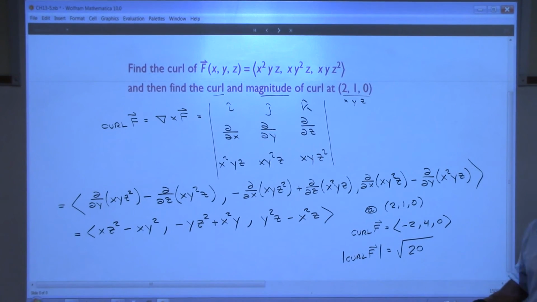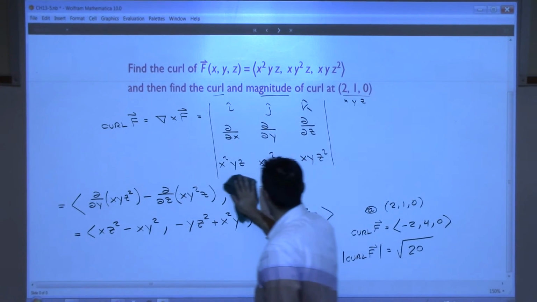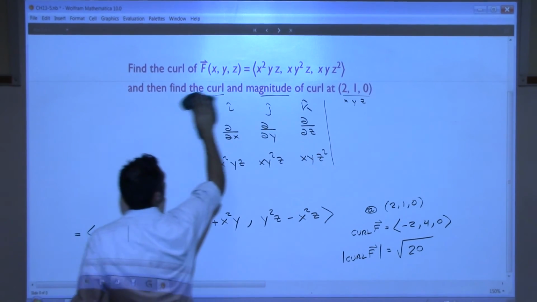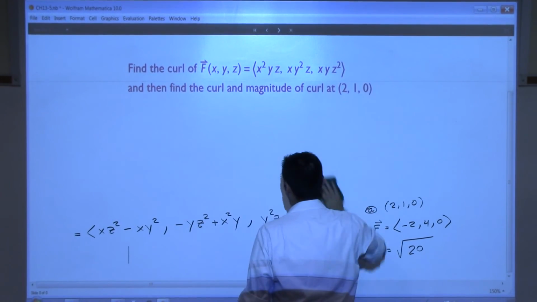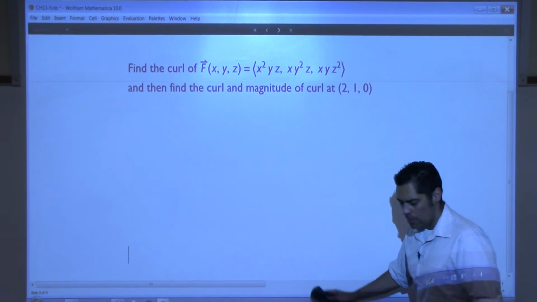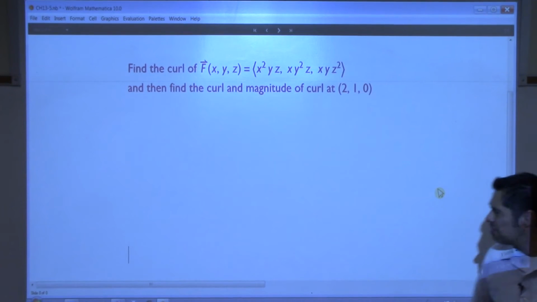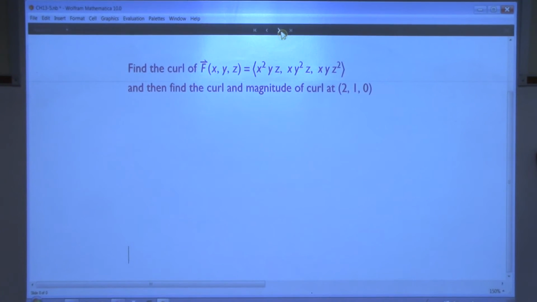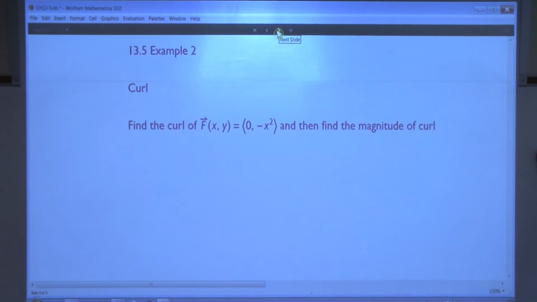What do y'all think? Pretty straightforward, just a computational thing? All right. I did a couple of those on your homework, and one of them was very straightforward like that one. The other one was a little ugly, but I did work the whole thing through. All right, so what about finding the curl of this? Find the curl and then find the magnitude of the curl.